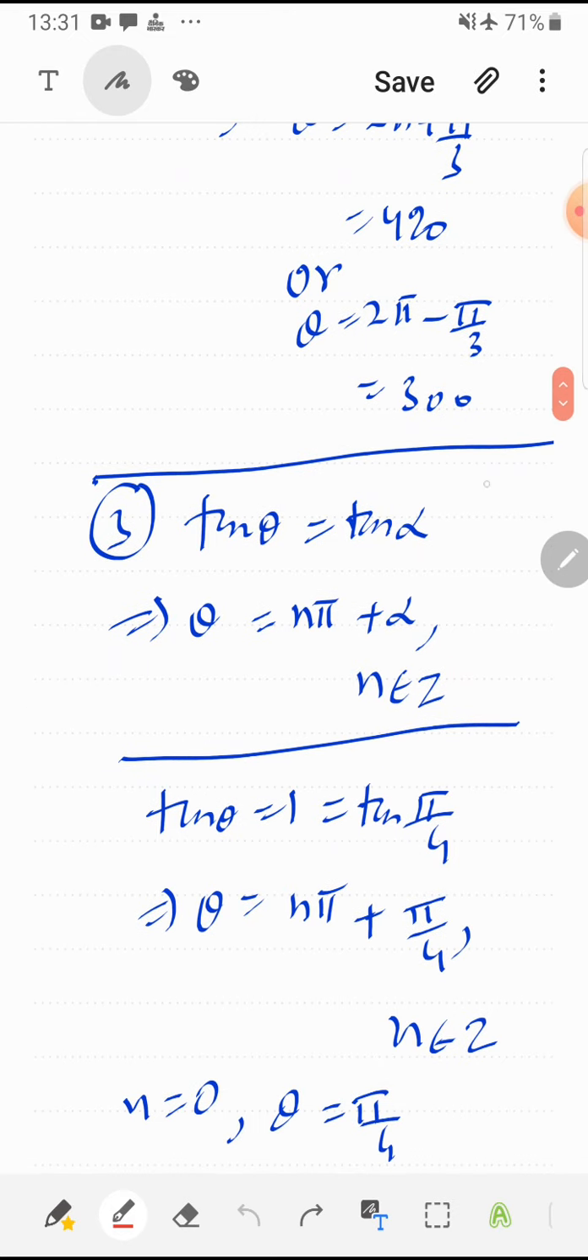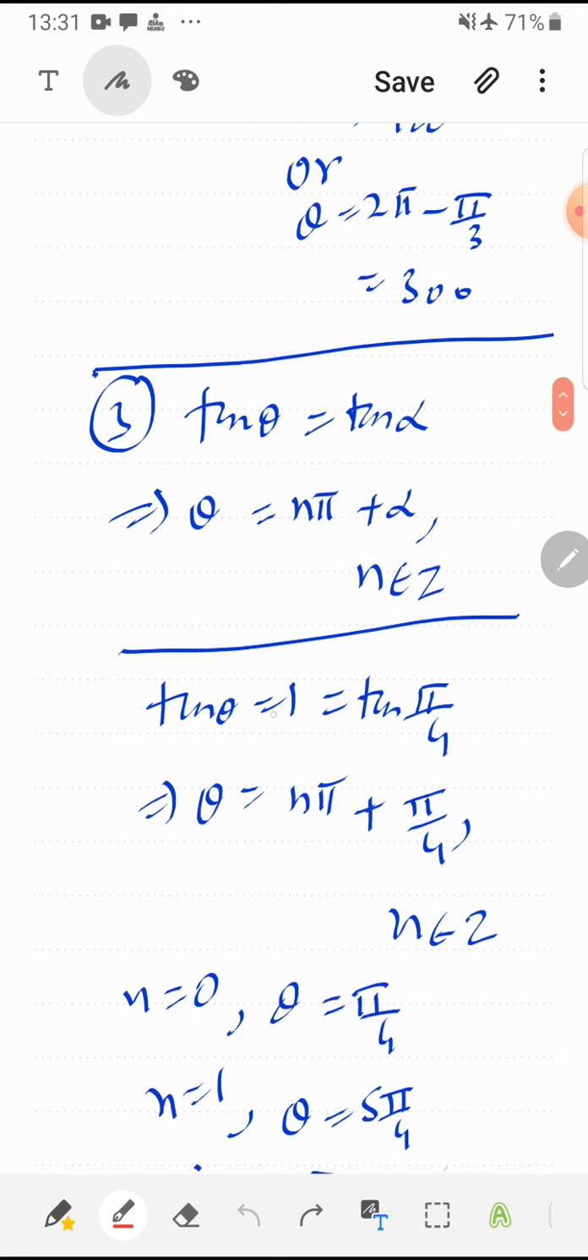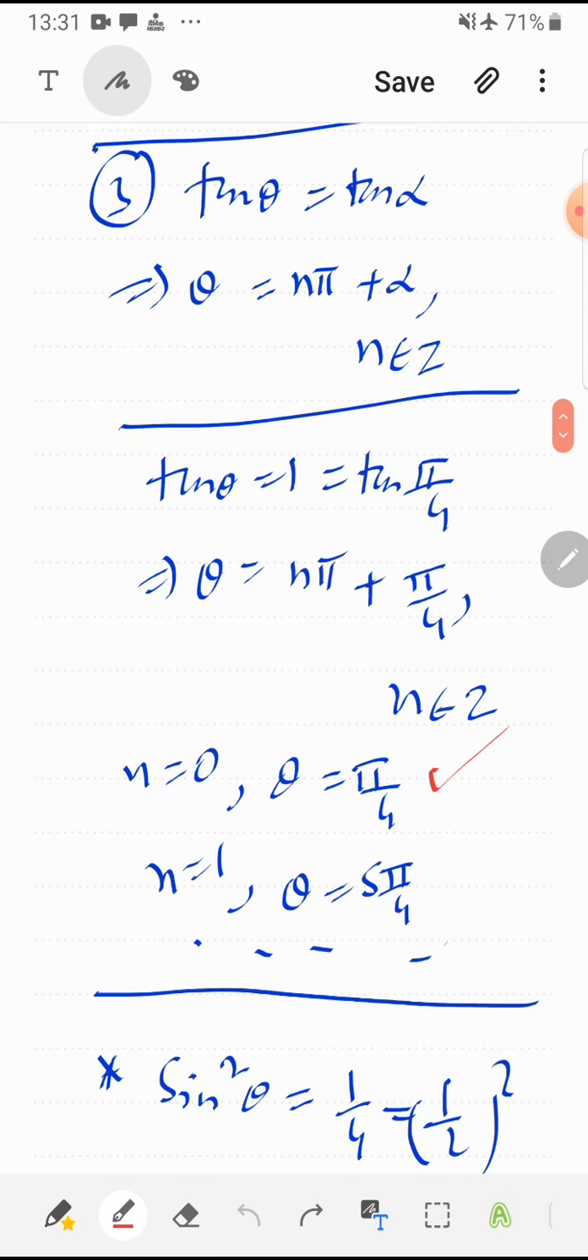When two tans are equal, theta is equal to n pi plus alpha, where n belongs to Z. Again let us see how it works. Tan theta is equal to 1, or 1 is equal to tan pi by 4. So theta is equal to n pi plus pi by 4, where n belongs to Z. Now if you put n is equal to 0, theta is pi by 4, which is true because tan pi by 4 is 1.